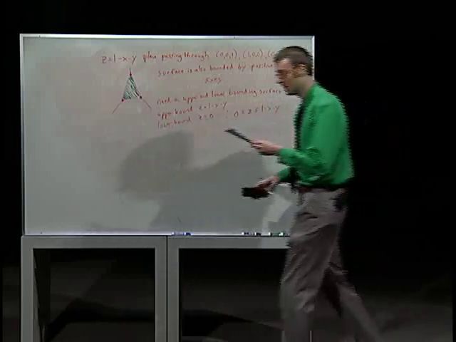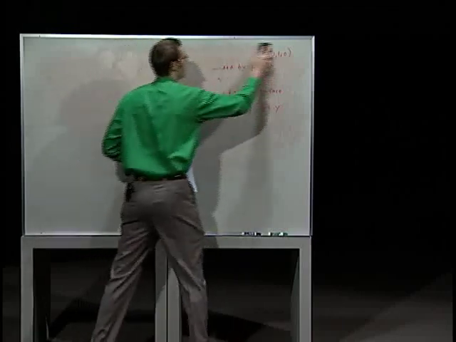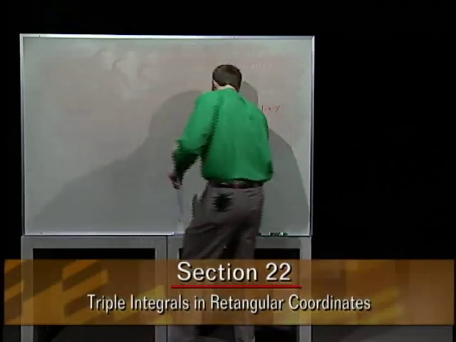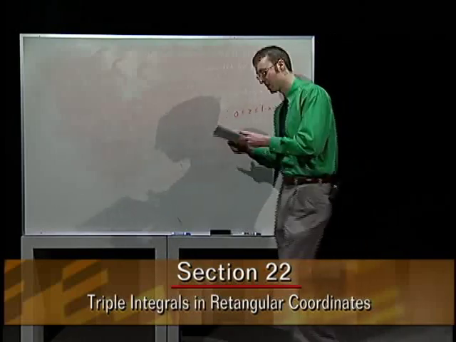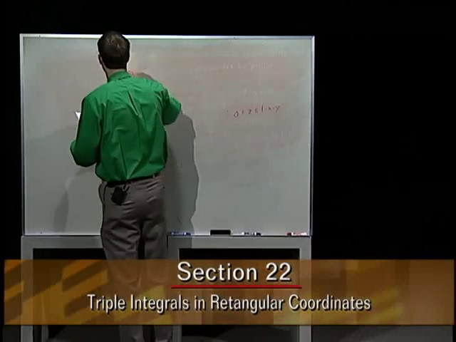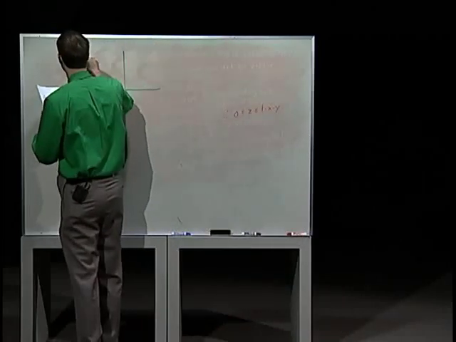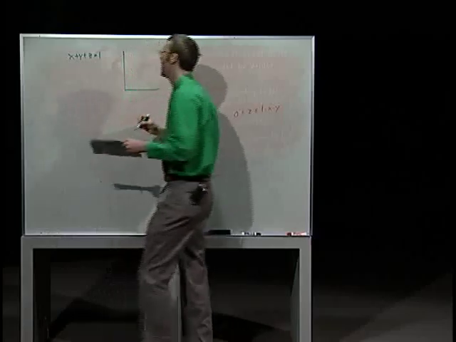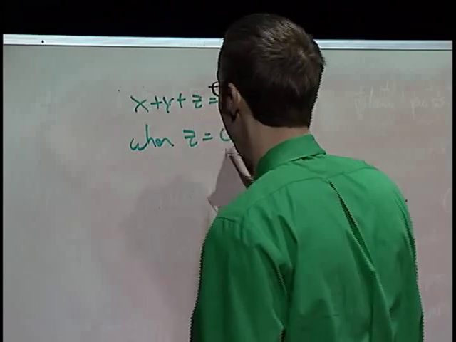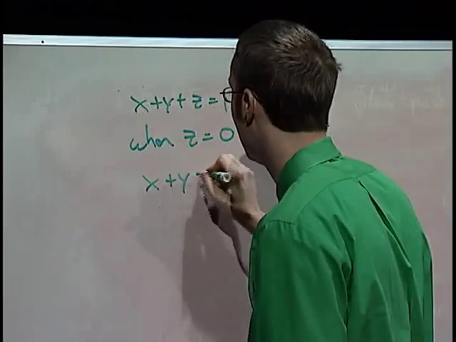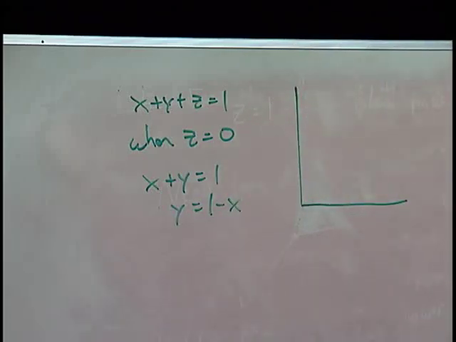Everything's okay there. Let's do the x and y limits. To do that, we need to look at the projection of this surface onto the xy plane. Let's change colors to get a little variety. We have x plus y plus z equals 1, that's the top bounding surface. When z is 0, in the xy plane, this is just x plus y equals 1, or y equals 1 minus x, which is a line. And it's also bounded by the coordinate axes.